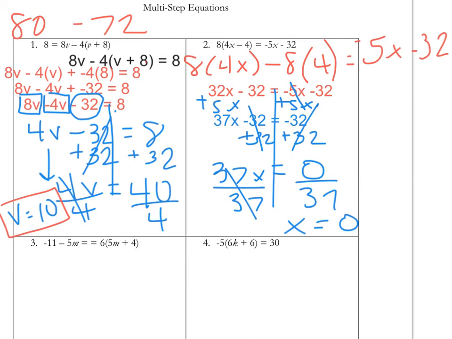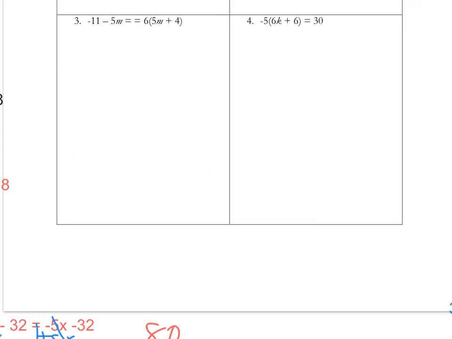All right, let's go into example number 3. Actually, I'm going to save example 3 for you. We're going to go into example number 4. All right, so here's example 4. I kind of just moved everything around. I've got negative 5, parentheses 6k, plus 6 equals 30.